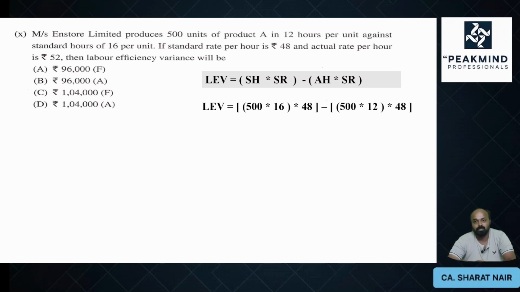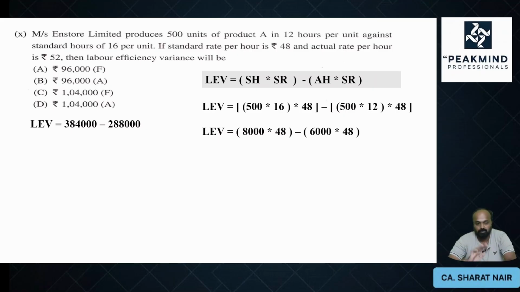Minus AH into SR. How many hours have they actually taken? It is 500 units into 12, into the standard rate, which is 48. Further simplifying it, I will get 8,000 into 48 minus 6,000 into 48. Further simplifying it, I will get 3,84,000 minus 2,88,000.